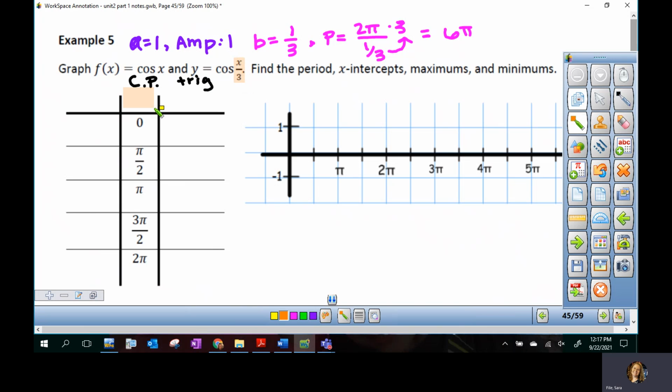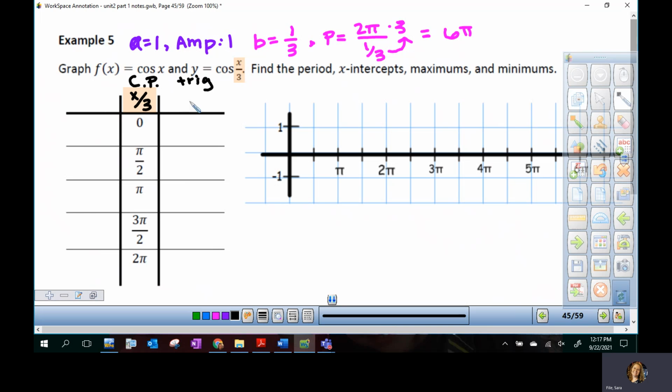X over 3. Okay, so that's what's going to go here for the critical points column. This is x over 3. And the trig column is cosine of x over 3. Cosine is 1, 0, -1, 0, 1. And I don't need a column for the amplitude change because it's just 1. So these are the y values.